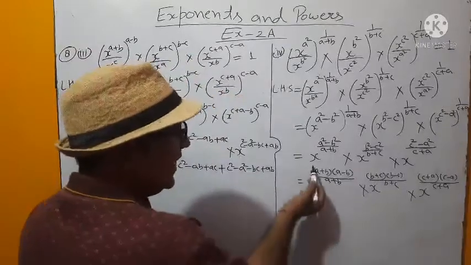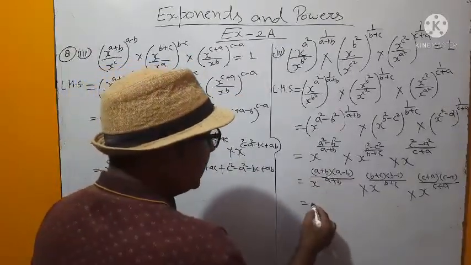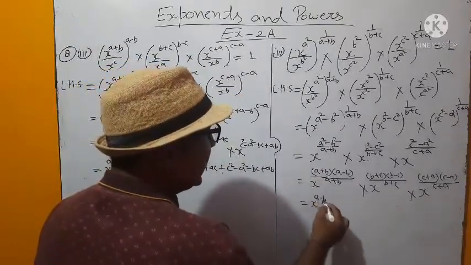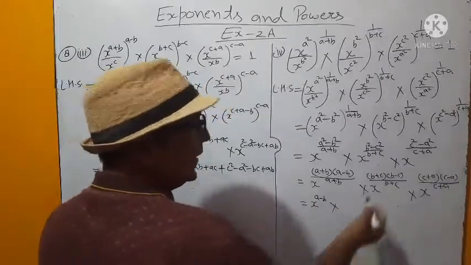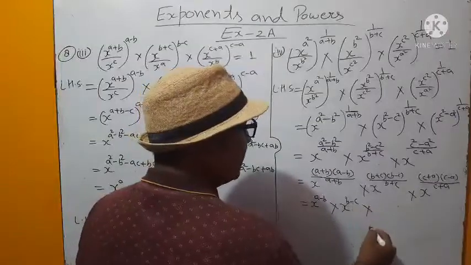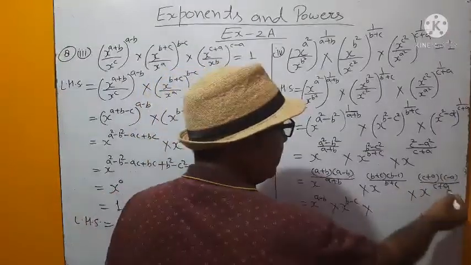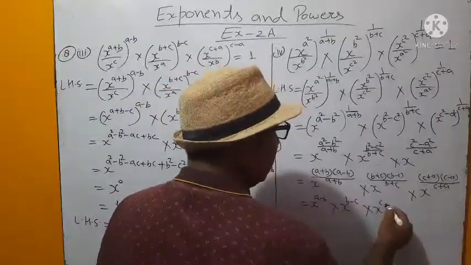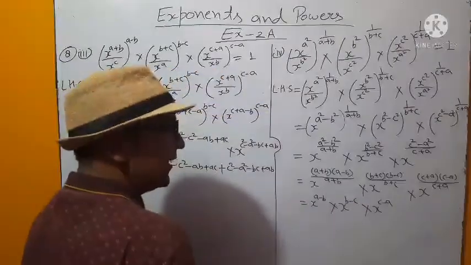Now see, a plus b are cancelling each other. x power a minus b is remaining. Here b plus c are cancelling. x power b minus c is remaining. c plus a cancel. c minus a is remaining.